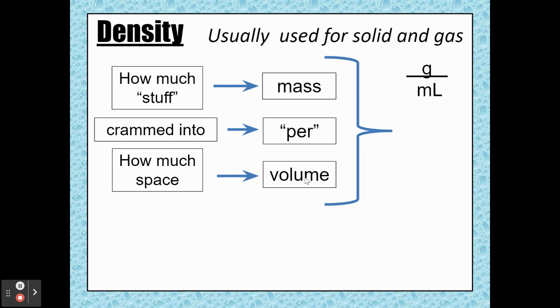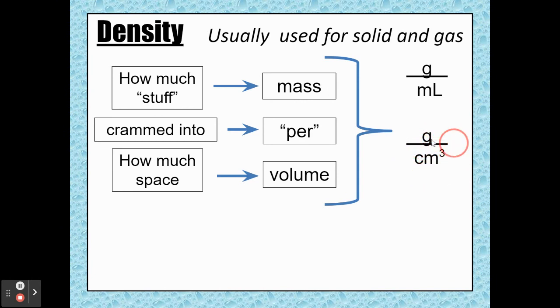You could use different units for this. Mass is normally measured in grams. And then volume is often measured in milliliters. It could also be measured in liters. It just depends on what mass unit or what volume unit you want to use. And there are other units you could use for each of those. For example, instead of milliliters, you could use centimeters cubed. 1 centimeter cubed is equal to 1 milliliter. So you could have grams per centimeter cubed.